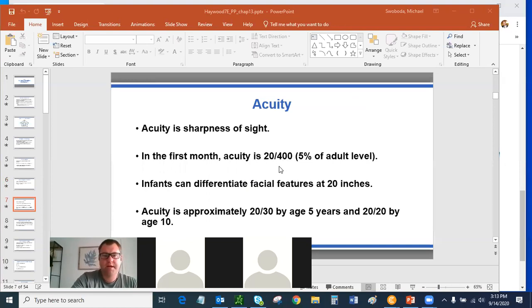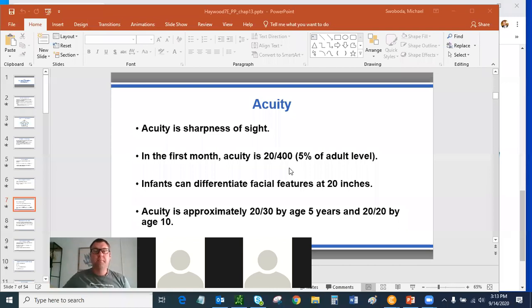So 2400 means that what someone would normally perceive at 20 feet, you would perceive at 400. I'm sorry, what someone normally would perceive at 400 feet, you would perceive at 20 feet. So what that means is if I see something 400 feet away at 20/20 vision, you see that poorly at 20 feet, okay?